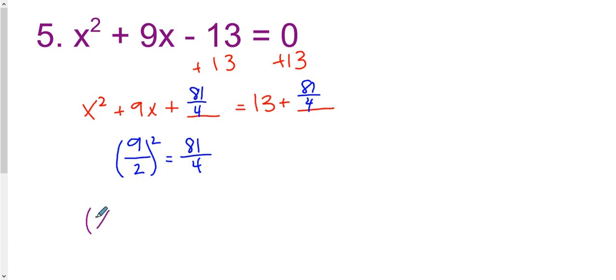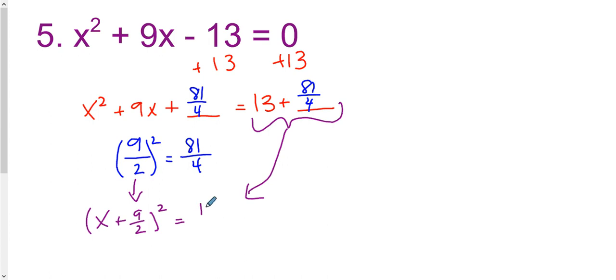Whenever I rewrite and I'm plugging into my skeleton, whatever was in parentheses before I squared it is what comes down next to x. And then I'm going to combine 13 and 81 over 4, and that's going to go down here. Again, utilize your calculator, type in 13 plus 81 over 4. You should get 133 over 4.